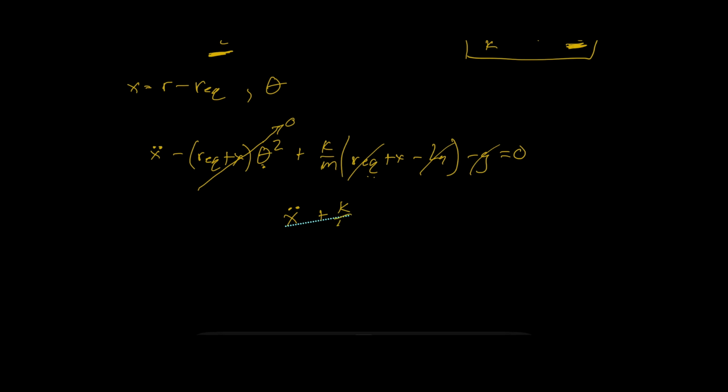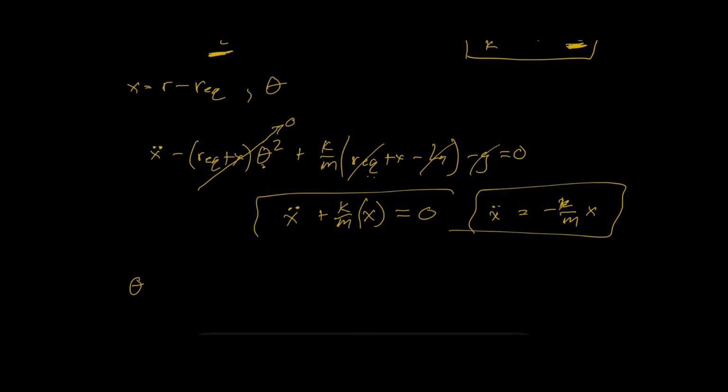So k over m x equals 0. So x double dot equals minus k over m x, which should look familiar. All right, now our next one, we'll just highlight that because this is important.